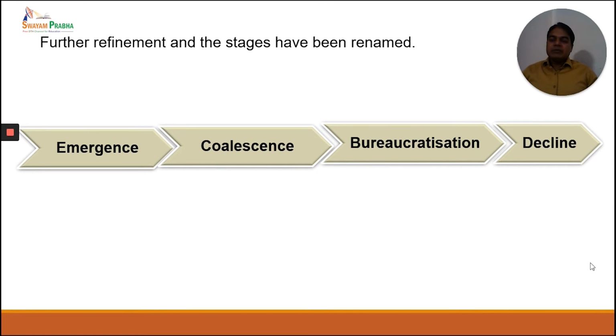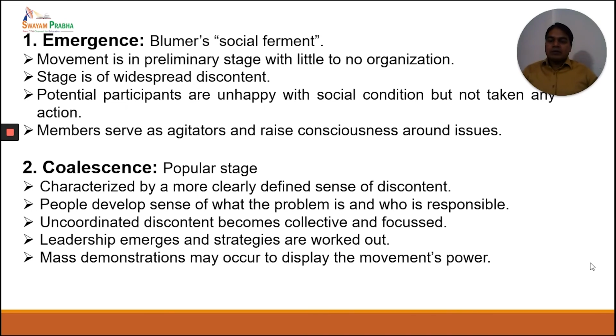Based on the contributions made by Blumer and Moss and many other scholars, an attempt has been made to identify the most probable stages through which every social movement is likely to pass. They have identified them as the stages of emergence, coalescence, bureaucratization, and decline. These are basically the four most common stages through which every movement is likely to pass stepwise in its life cycle. The first stage is the stage of emergence.